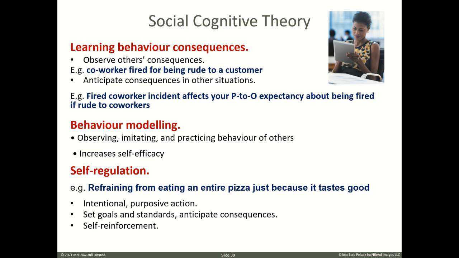Intentional or purposive actions: set goals and standards for yourself to regulate yourself. Anticipate consequences. Anticipate means you estimate what the consequences will be if you do this. Then self reinforcement. All of these come under self regulation.